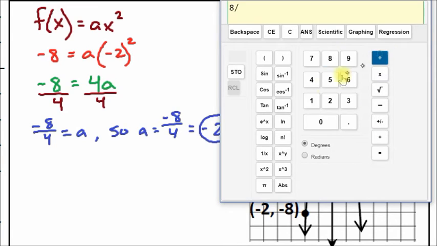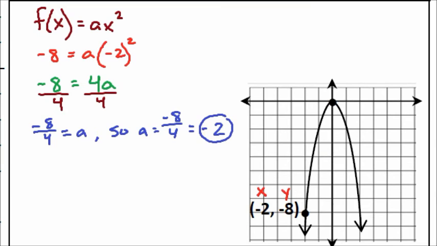-8 divided by 4. Oops, I missed the negative. -8 divided by 4 equals -2. So our a value is -2. Let's write our final function. F of x is equal to, our a value is -2, and then we just put the variable x back in there.